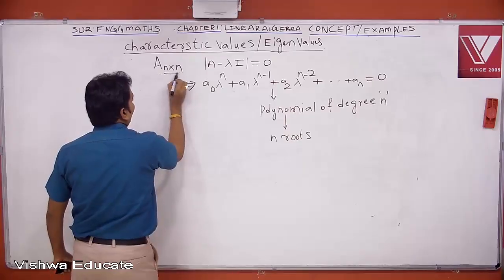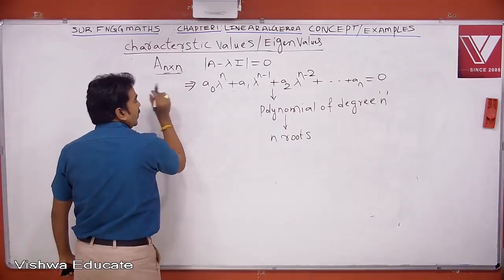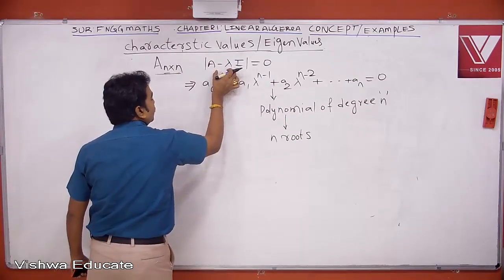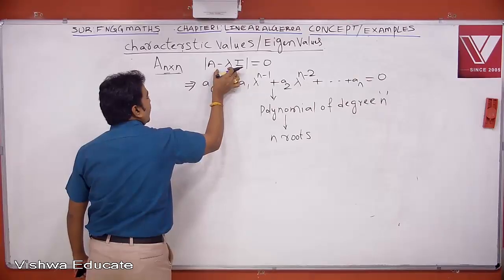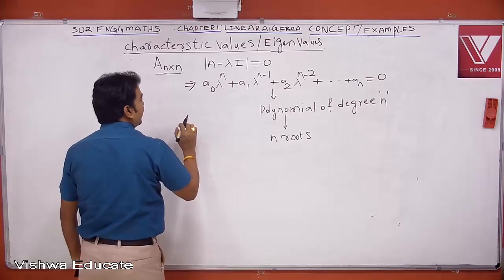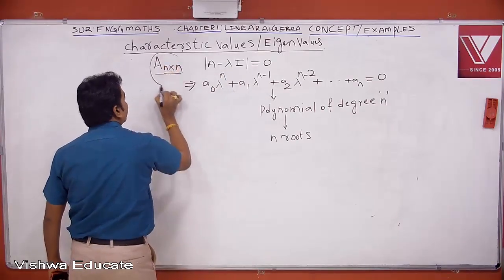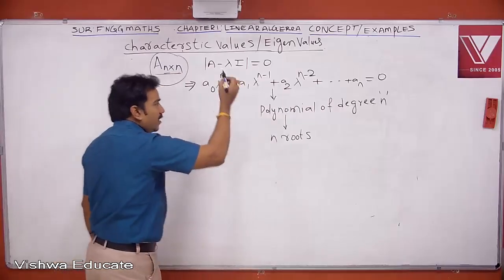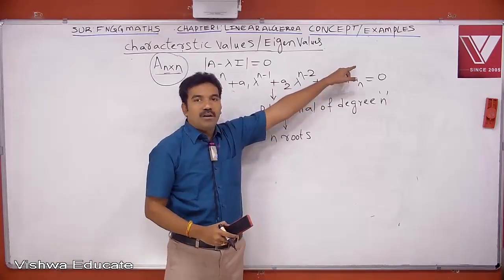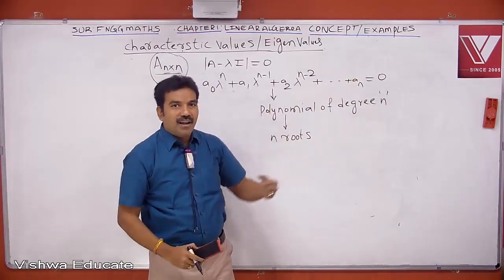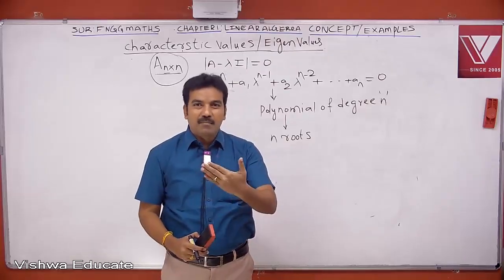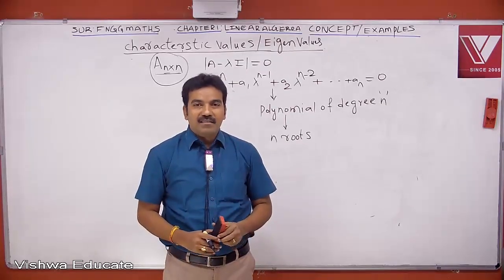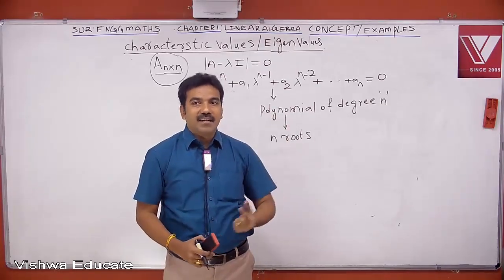This is my n cross n matrix. Now let us define its characteristic equation in this model: det of A minus lambda I equal to 0. Here I don't know what are the elements inside this matrix. Earlier when I started with A equal to 1, 2, 3, 4, I got the expression lambda square minus 5 lambda, for example, minus 2 equal to 0. There I know the entries inside the matrix.